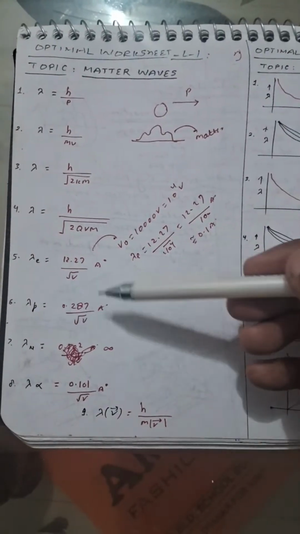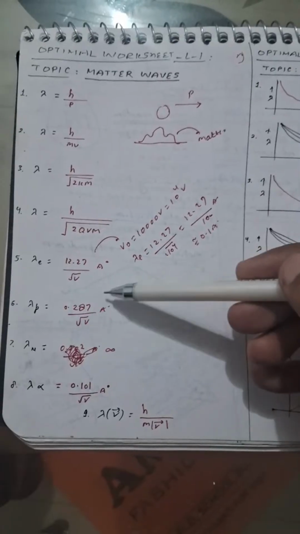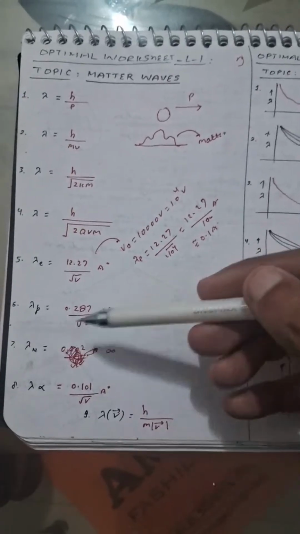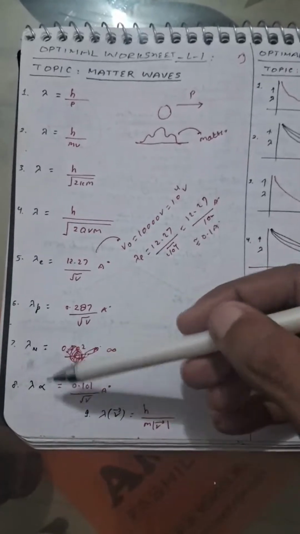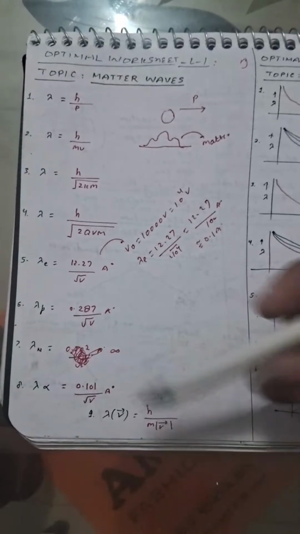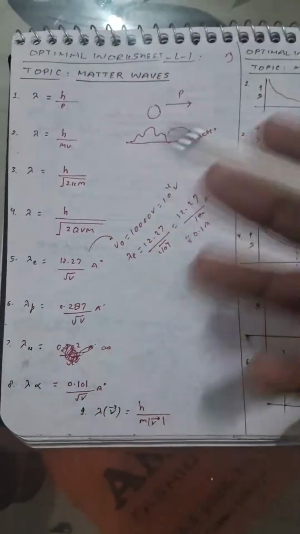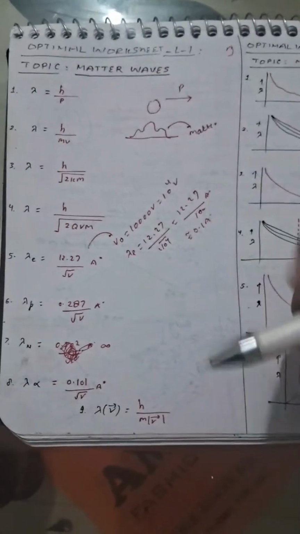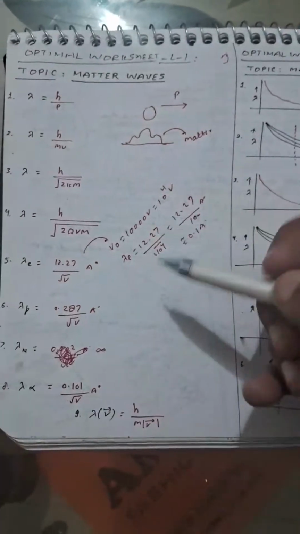Then we have lambda for proton. For proton, the calculation yields 0.287 by root V angstrom. For neutron, since the charge is 0, its wavelength will tend to infinity. For alpha particle, it is 0.101 by root V angstrom. So there are certain direct shortcuts to solve questions. They have been asked many times in NEET, JEE Main. So direct questions can be solved easily in 10 to 15 seconds.